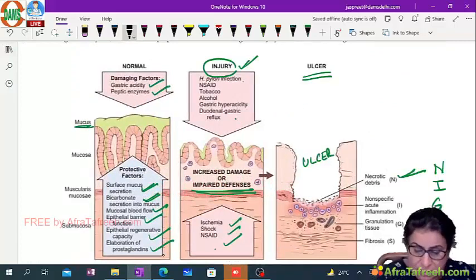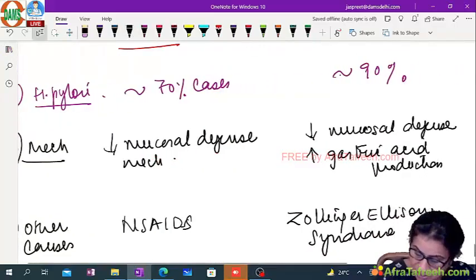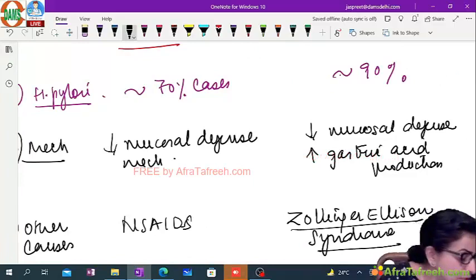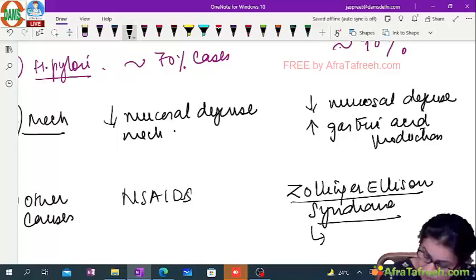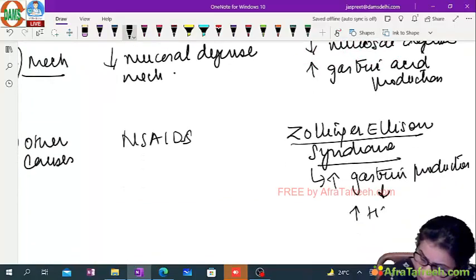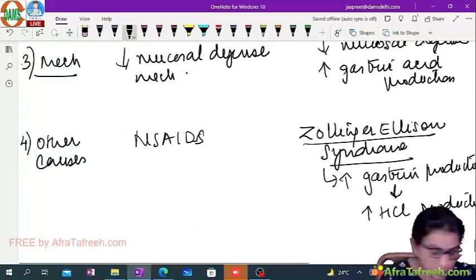Second, you have H. pylori infection, associated with both gastric and duodenal ulcers. Then there are other factors that cause gastric hyperacidity. One of the causes for gastric hyperacidity is Zollinger-Ellison syndrome. In Zollinger-Ellison syndrome, there is increased gastrin production, which means increased HCl production. Gastrin will stimulate more production of hydrochloric acid, and that will cause duodenal ulcers in the duodenum. So other causes are these.